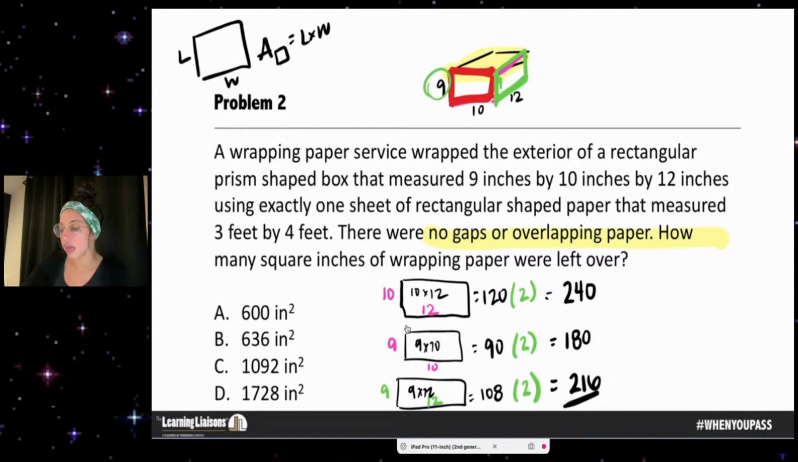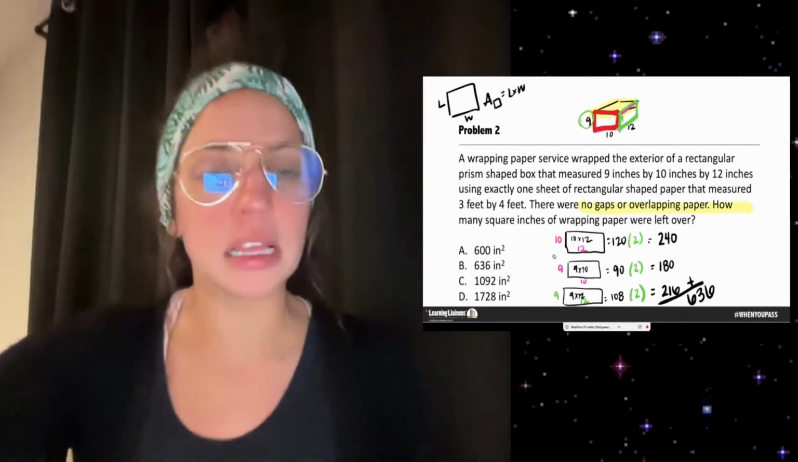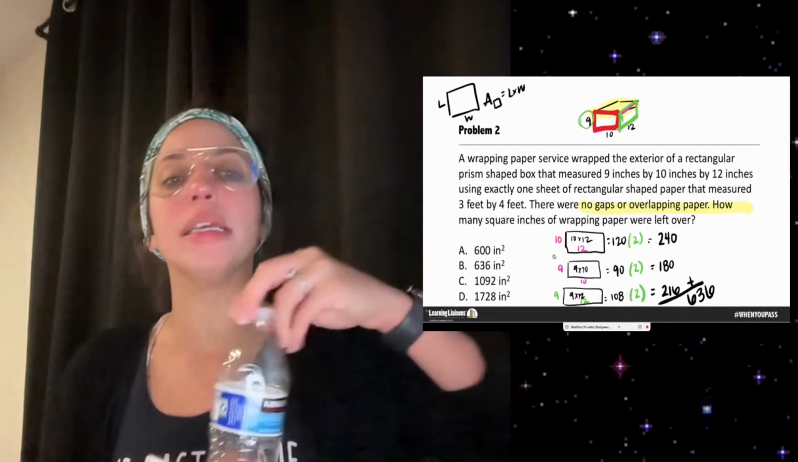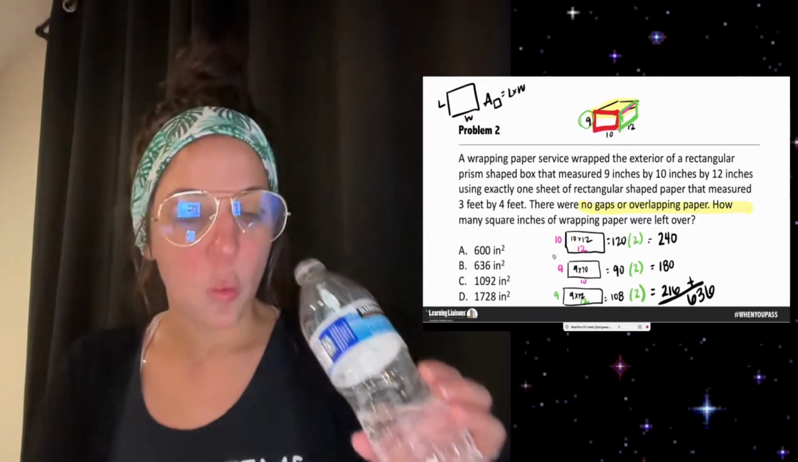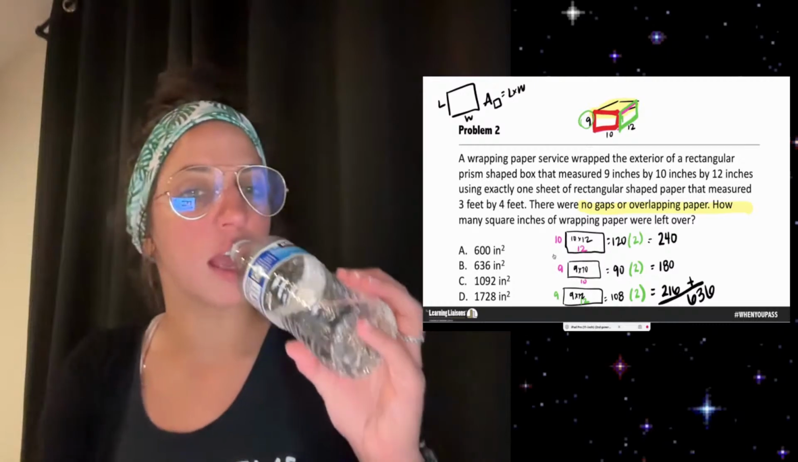Now I'm going to add all of those up because that's going to tell me the surface area of my entire box. So 240 plus 180 plus 216, I'm going to use my calculator, is 636. What does that number represent? If you have ever been in a math class with me, you know that is the age-old question I'm always asking. What does 636 represent?